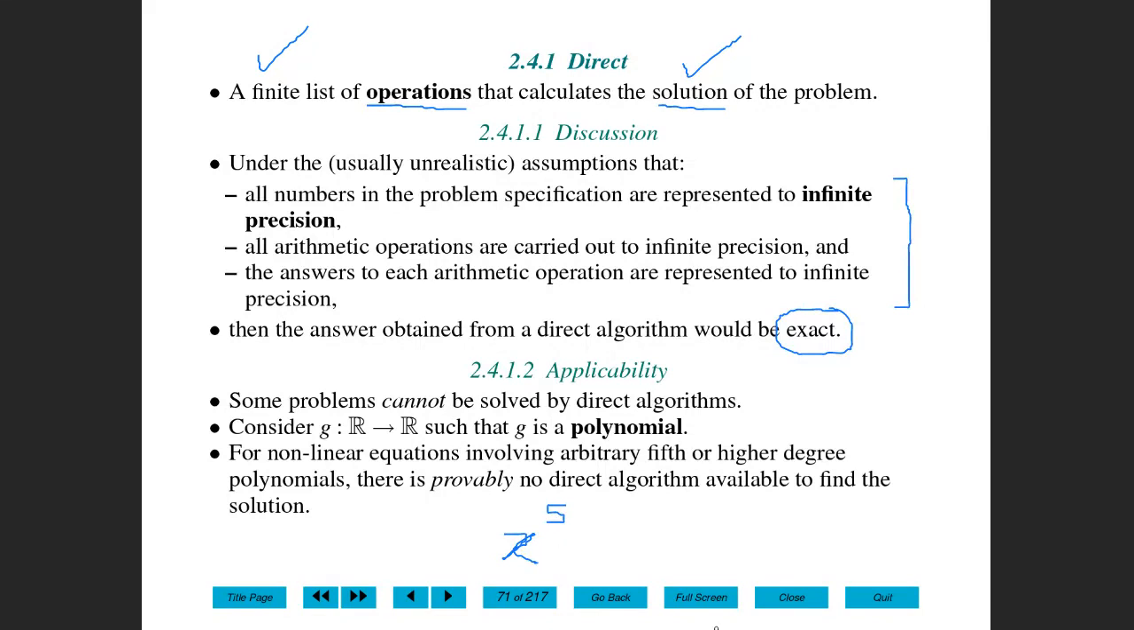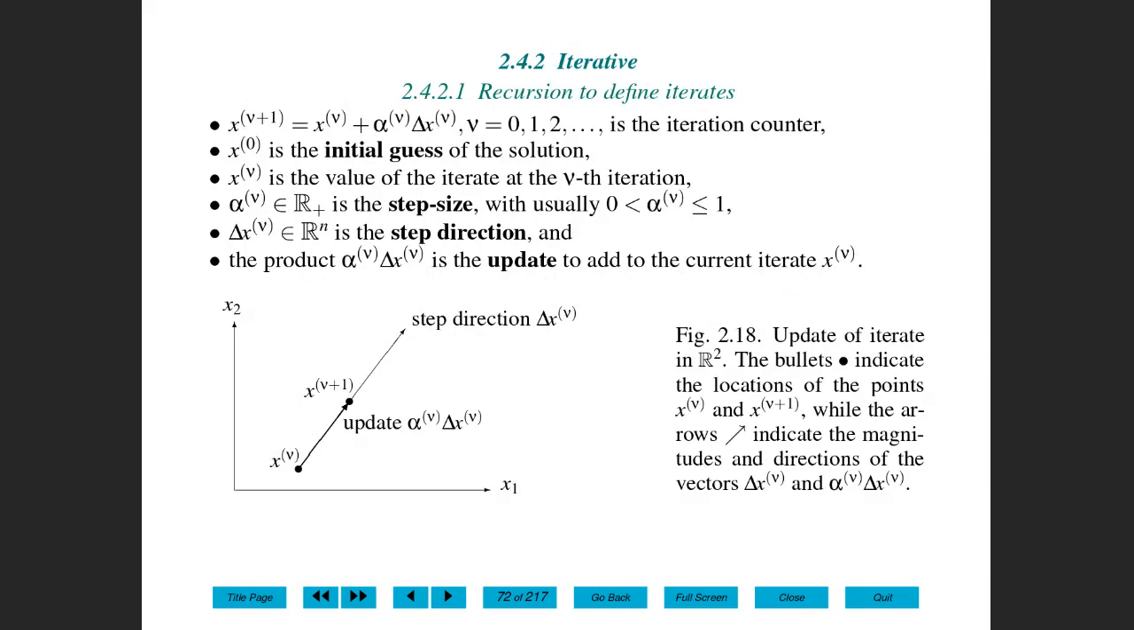Indirect algorithms are known as iterative algorithms. They are much better because they do not ask for infinite precision. But there is a slight catch: mostly, they won't give us an exact solution. Rather, they will give us an approximate solution. You cannot say that it will be exact, but it will give you an approximate one.